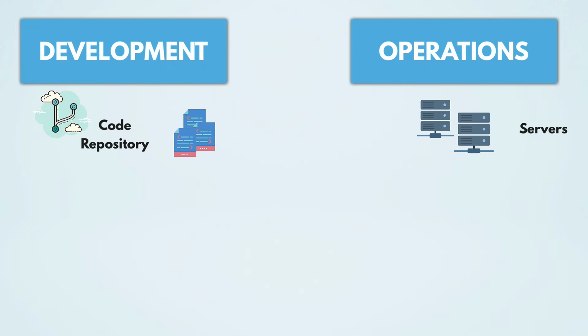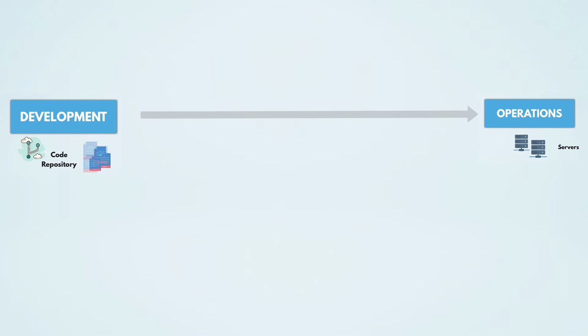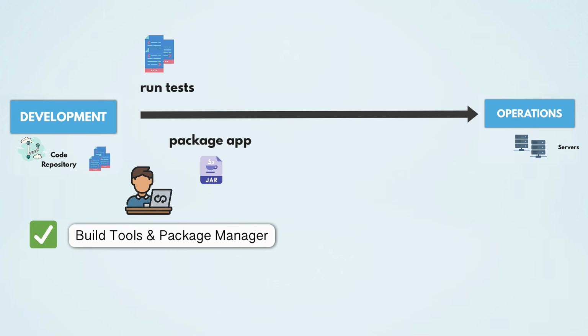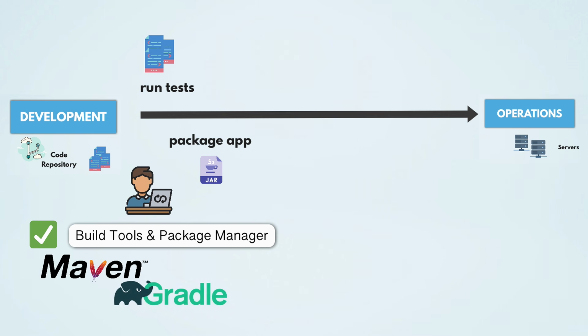So first of all, when the feature or bug fix is done, we need to run the tests and package the application as an artifact, like jar file or a zip, etc., so that we can deploy it. That's where build tools and package manager tools come in. Some of the examples are Maven and Gradle for Java applications, for example, NPM for JavaScript applications, and so on. So you need to understand how this process of packaging, testing applications work.